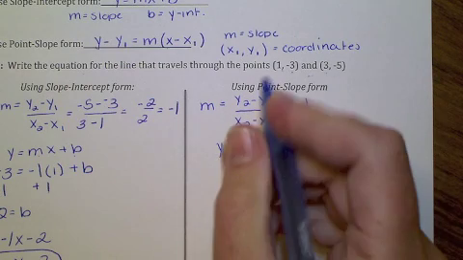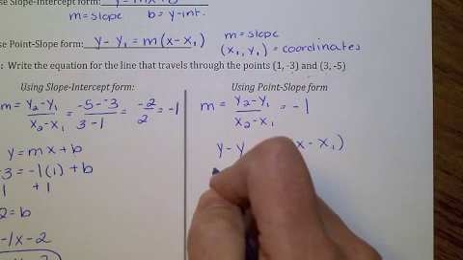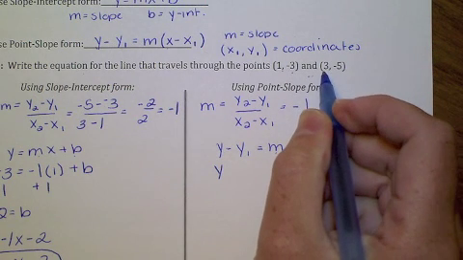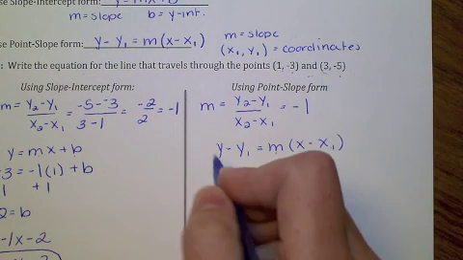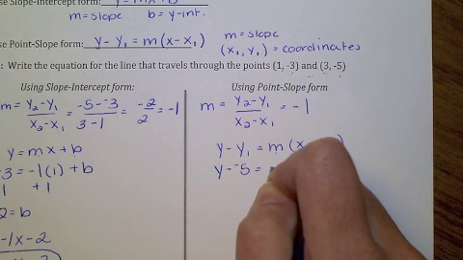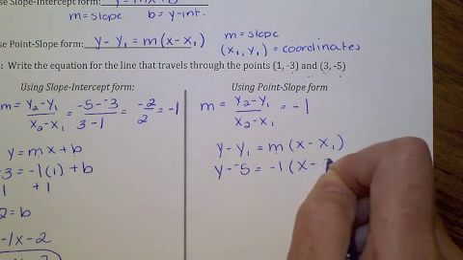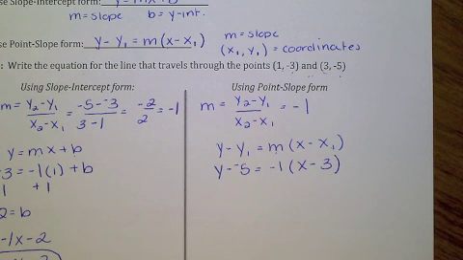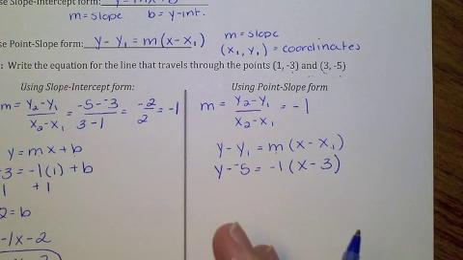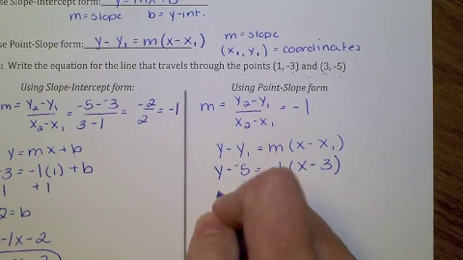Okay, so let's plug in. Just to show you that it doesn't matter, I'm going to choose the other point. The other point on the line is (3, negative 5). Let's plug in a negative 5 for y1 and a positive 3 for x1. Now I've got this kind of ugly looking equation. We like to have our final answer where y is by itself. So let's simplify some things.